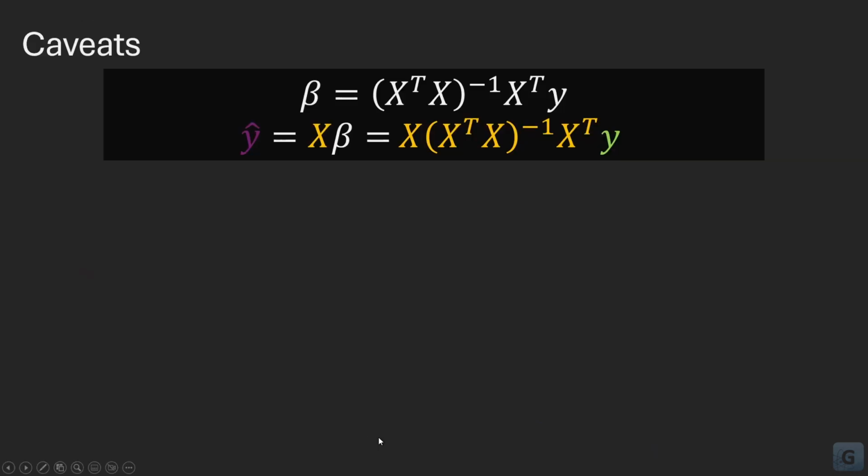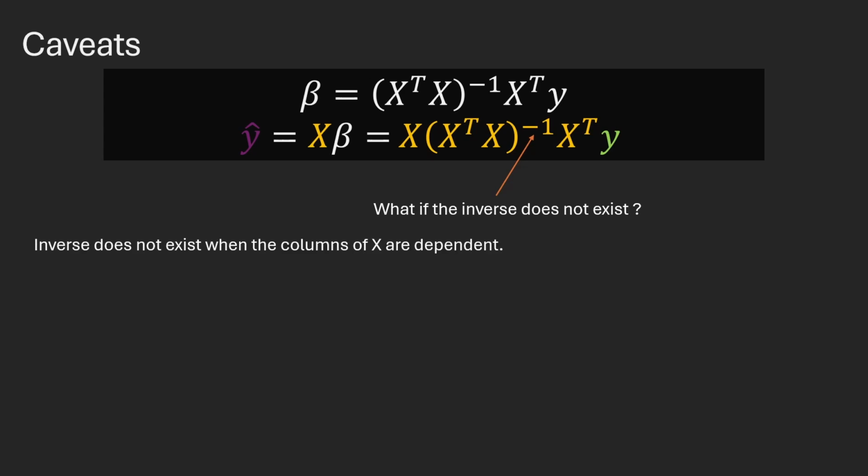There is a caveat to using the closed form solution that we obtain for linear regression. What if the inverse of x transpose x does not exist? Before I give you the solution to this issue, first let us understand when this inverse will not exist. First, keep in mind that x transpose x is always a square matrix. X transpose x will not be invertible when the columns of x are dependent.